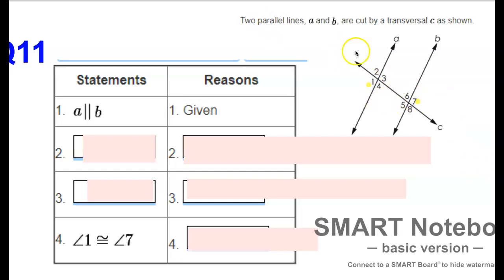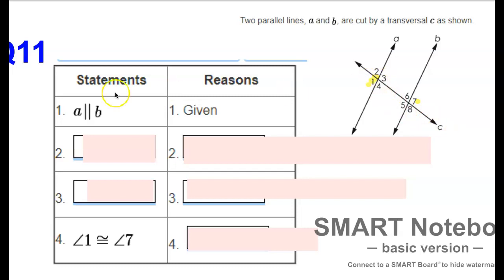Line C is our transversal, so angle 1 and angle 7 are alternate because they are on opposite sides of the transversal, and they are exterior because they are outside of lines A and B. So this is an alternate exterior angle proof.